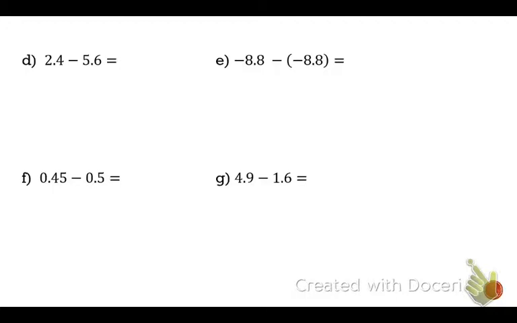Subtract, okay? What has the larger absolute value? 2.4 or negative 5.6? Negative 5.6 has the larger absolute value. So I'm going to go ahead and just take that 5.6, the absolute value of that, and subtract 2.4. What do you get? 3.2. Take the sign of the larger number. Which one was the larger number? Okay, the negative 5.6. So my answer is going to be negative 3.2.